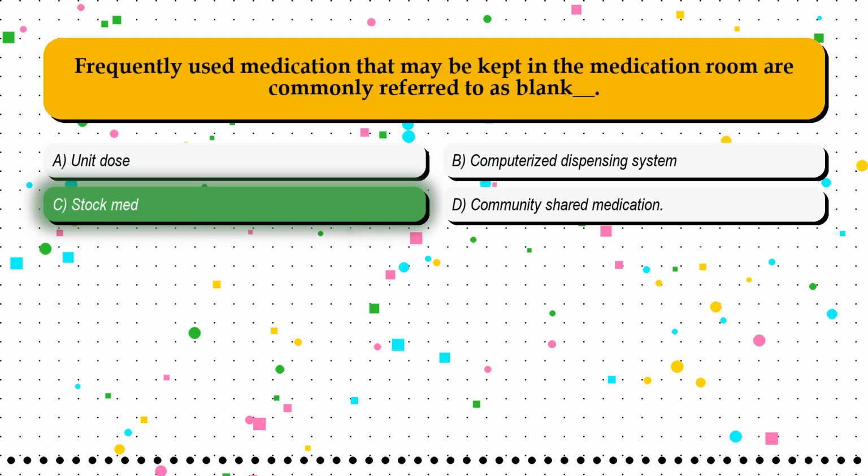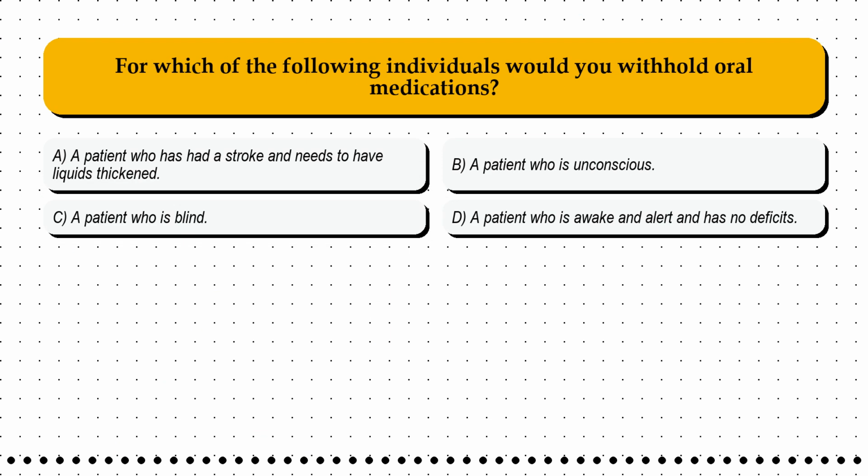The correct answer is option C, stock med. Question 101. For which of the following individuals would you withhold oral medications? Option A, a patient who has had a stroke and needs to have liquids thickened. Option B, a patient who is unconscious. Option C, a patient who is blind. Option D, a patient who is awake and alert and has no deficits.